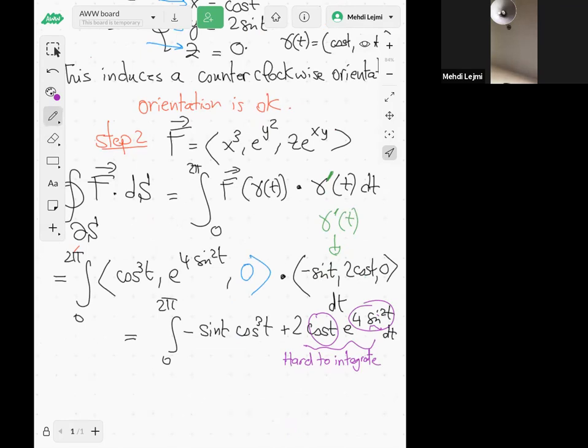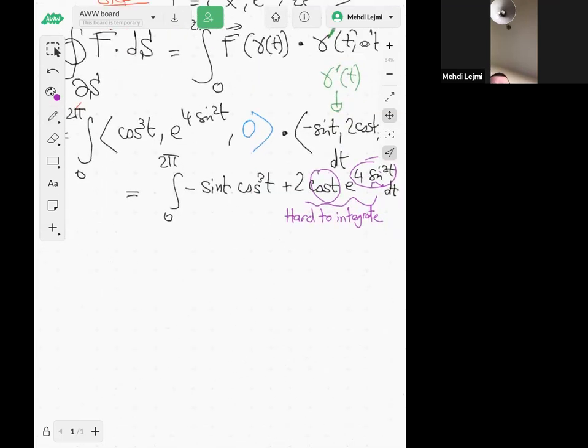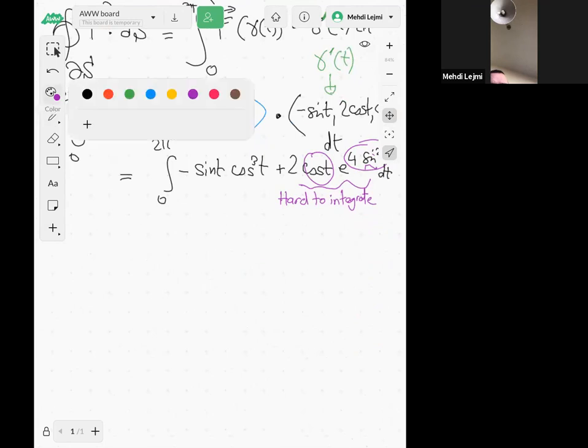So the idea here, as it says in the hint, is that if it's hard to evaluate, argue that you can integrate over another surface. That's what I tried to explain on Tuesday. If both integrals are kind of hard to integrate, you can try to integrate over a different surface.